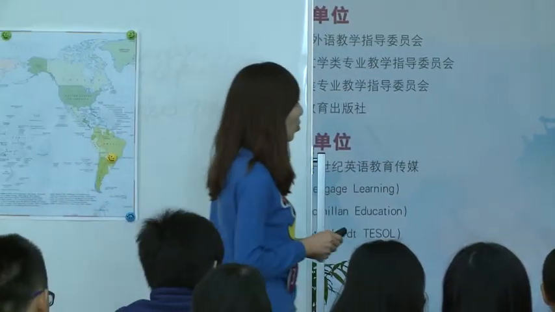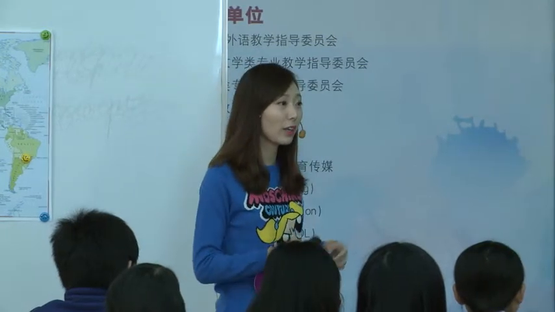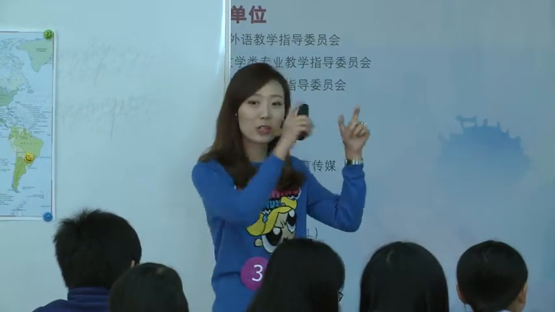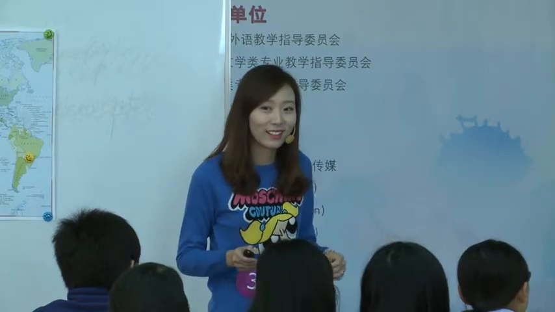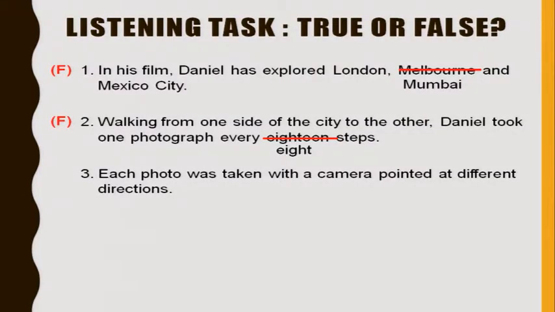And then the third one, each photo was taken with a camera pointed at different directions. True or false? False. Why? Because the camera is pointed straight in front of him. So the third one, still wrong.